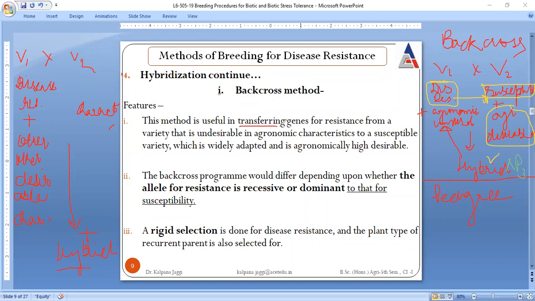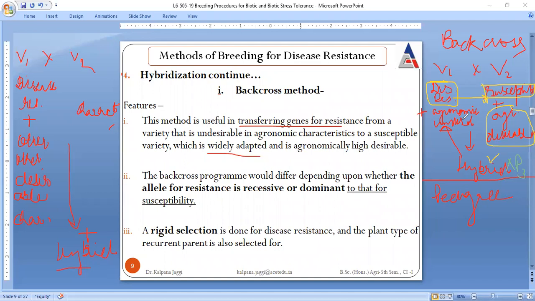See this flowchart that I prepared, the cross that I have made here. It is helpful in transferring the gene for resistance from a variety that is agronomically undesirable to a susceptible variety that is agronomically desirable and widely adapted, right?